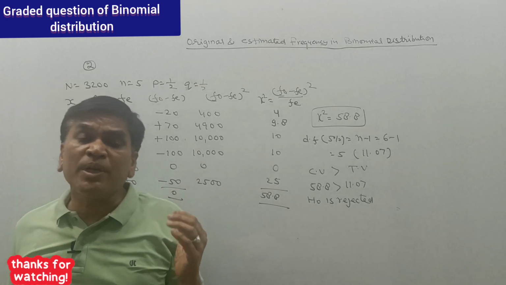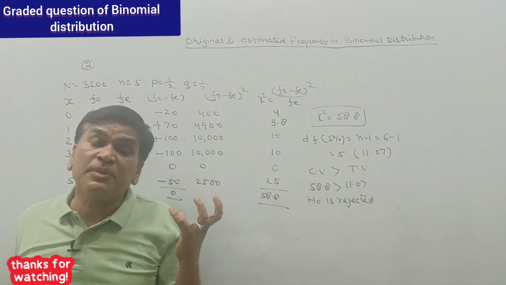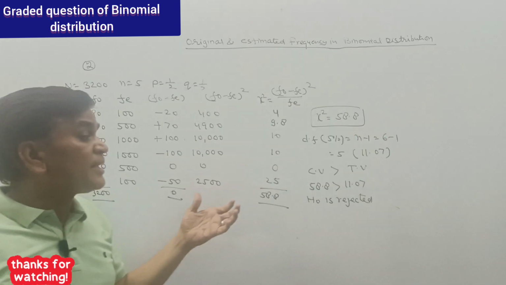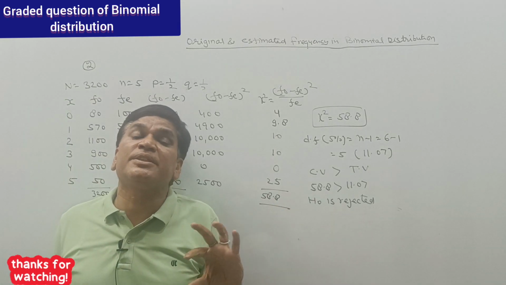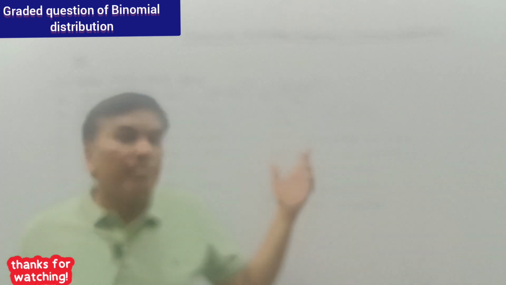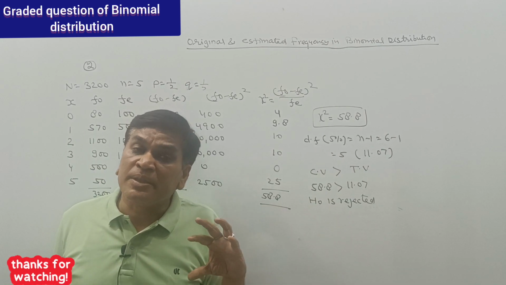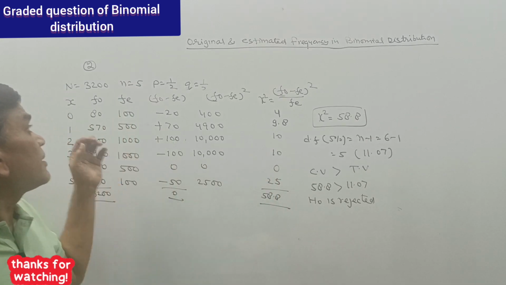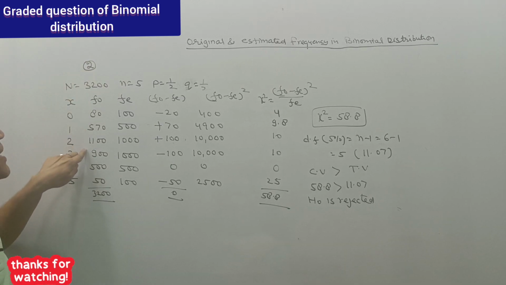So it means something is different in the coin, so the result is different. If H0 is accepted, it means there is no difference between original frequency and estimated frequency, but we are seeing that there is a huge difference. So the null hypothesis is rejected. It means the coin which is being tossed by the man has some problem, and that's why they are getting this type of result.